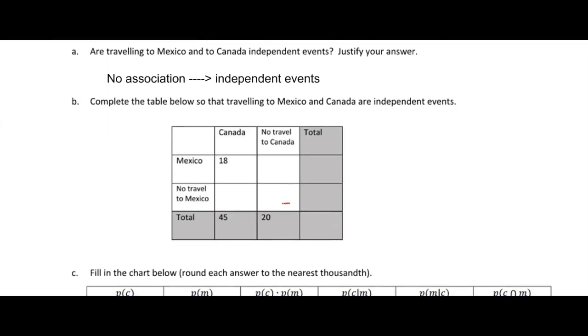So, if I say that of the 45 people that traveled to Canada, 18 of them traveled to Mexico, it should be the same proportion for people who did not travel to Canada. So I'm going to set this up as 18 to 45 as x is to 20. I'm going to solve for my x. So I'm going to get 8 here.